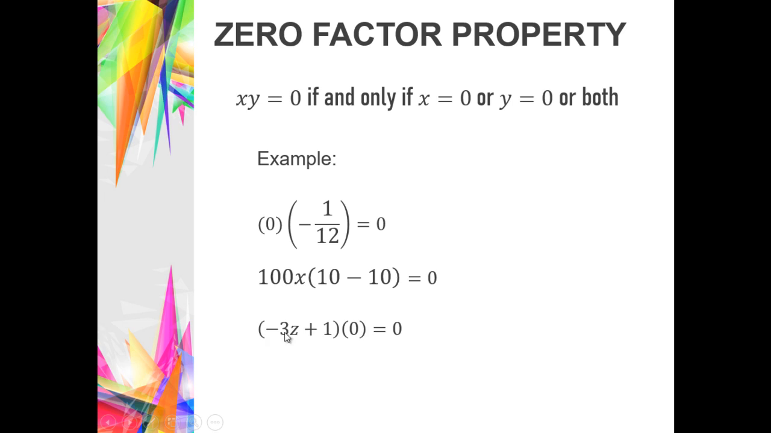Then, negative 3z plus 1 times 0 equals 0. So those are the examples of the zero factor property, or zero property. Okay? That's the first of our properties of real numbers. For the activities that I gave you, I made some examples so you can see how to answer them.